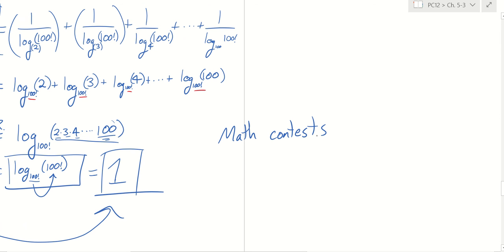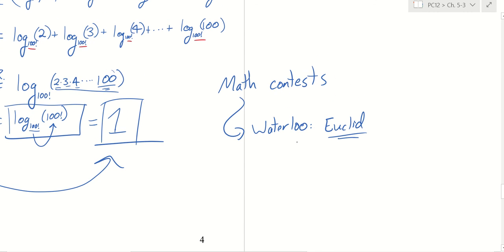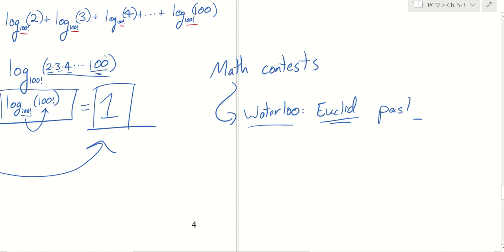So the particular math contest I would recommend you try is from Waterloo University. It's a premier university for computing and mathematics in Canada. And the particular contest I have in mind that you should check out is the Euclid contest because they often, I think always, have an interesting logarithm question in them. So if you type this in Google, Waterloo Euclid past contests, they have all of their past contests online.